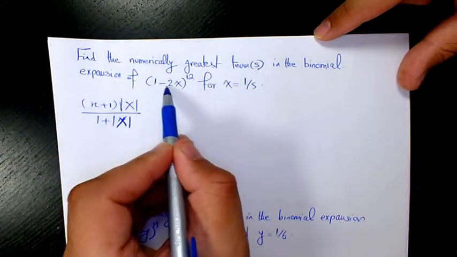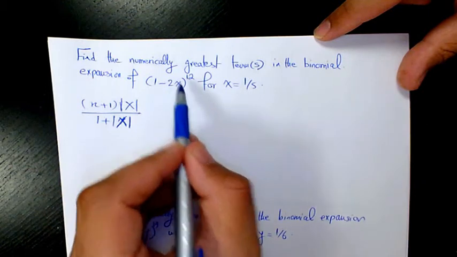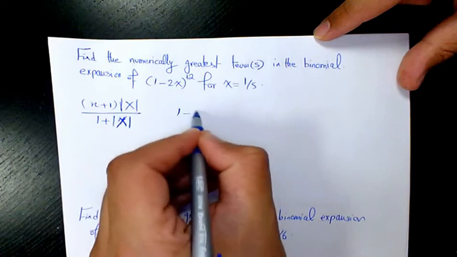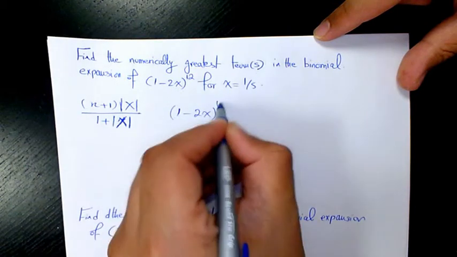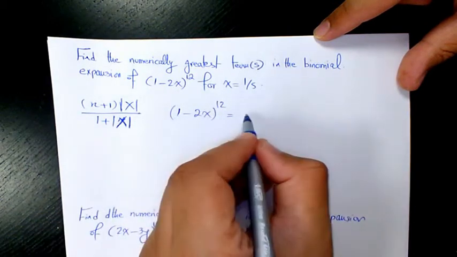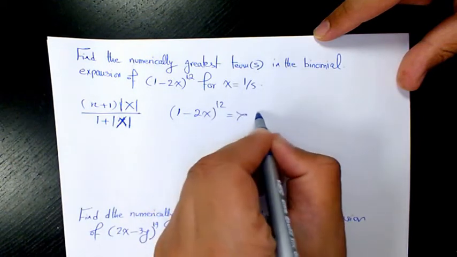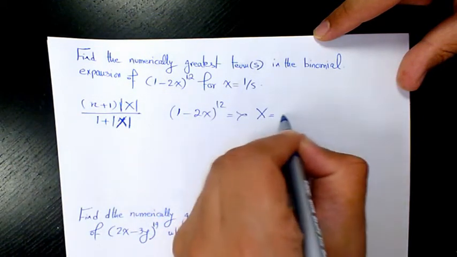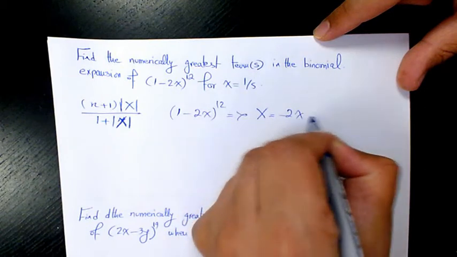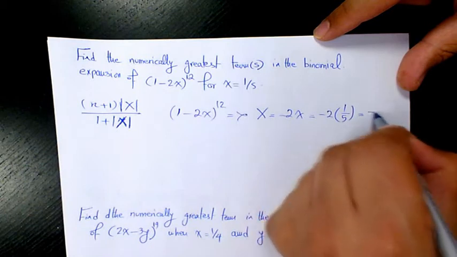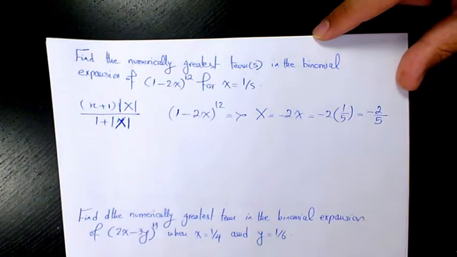It is (1 - 2x)^12 and x is 1 over 5. So it's going to be (1 - 2x)^12, and when you take 1 out it doesn't change anything, so we can say X is going to be negative 2x, which is negative 2 times 1 over 5, and that's going to be negative 2 over 5.